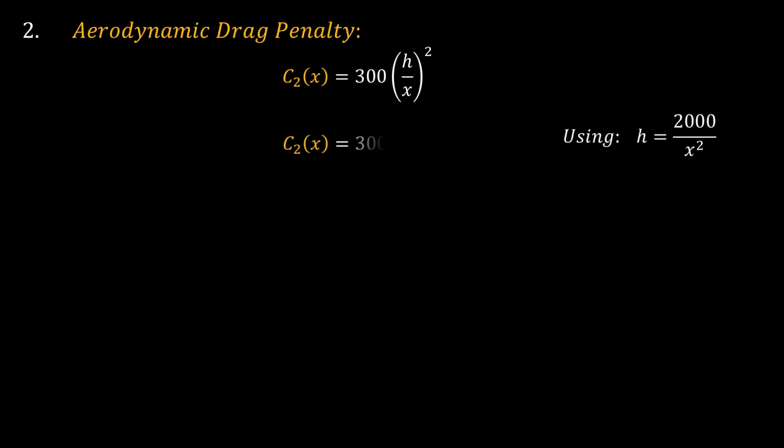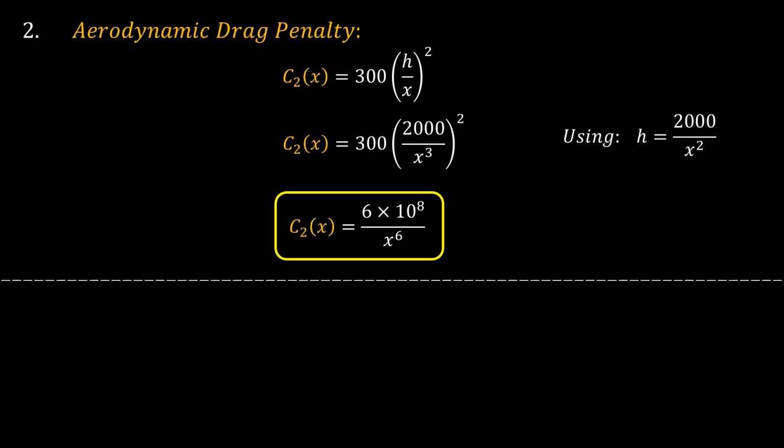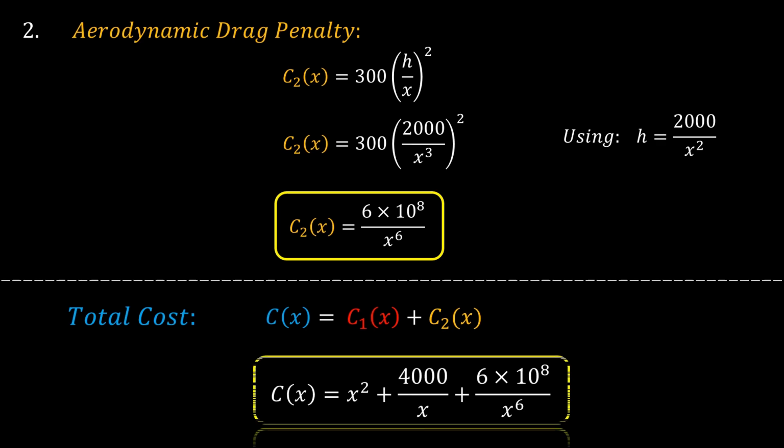The aerodynamic drag penalty charged by the company in terms of box dimension is given by this expression. Replacing the value of h in terms of x, we get the drag penalty cost function, C2(x), equals 6 times 10 raised to power 8, whole divided by x raised to power 6. So, the total cost function is equal to the sum of both costs, which is equal to this expression.